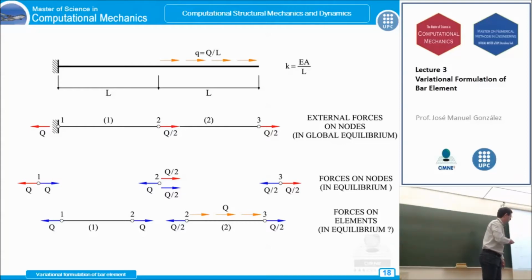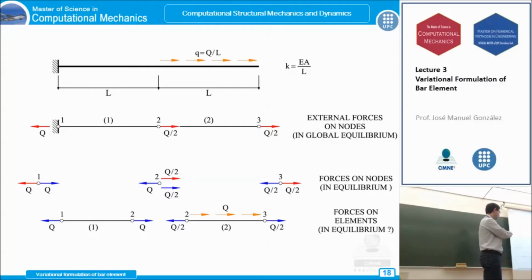If we get the forces on the nodes in equilibrium, internal equilibrium, we get this relation. These blue ones are the forces applied, got in the solution of the problem with the discretized equations. So we get in this node Q, which is in equilibrium with the external force. We have here Q in this left element and 1/2 of Q in the right element in this node 2. And same in node 3. So these forces on the nodes are in equilibrium. But we're talking about the nodes. What happened in the elements? We have the same thing in the elements.